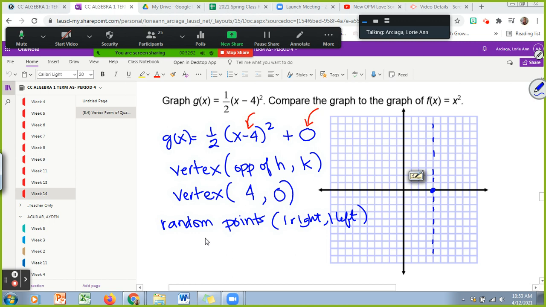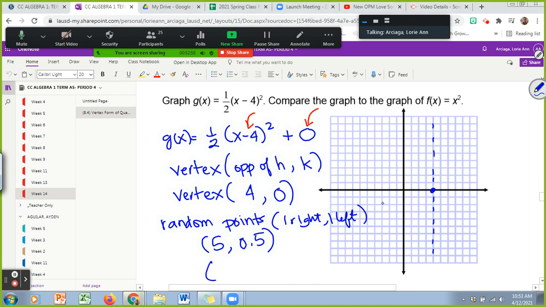So I'm gonna try 5, yes? Okay, so if x is 5, look at what's gonna happen. 5 minus 4, it's just 1. 1 squared is just 1. And then you get 1/2 of that, so you get 0.5. See, you don't need a calculator to compute for it if you stay very close to 0. Did you get me?